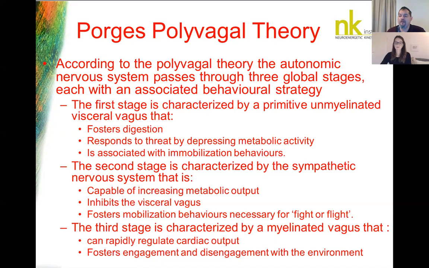So the first stage is called the primitive unmyelinated visceral vagus, or reptilian vagus as well. It's the vagus nerve that reptiles have. It actually helps with the digestion, so in humans, it's not all negative. And in reptiles, it was very important because it really shuts down metabolic activity, and reptiles are quite okay if they have low oxygen levels.